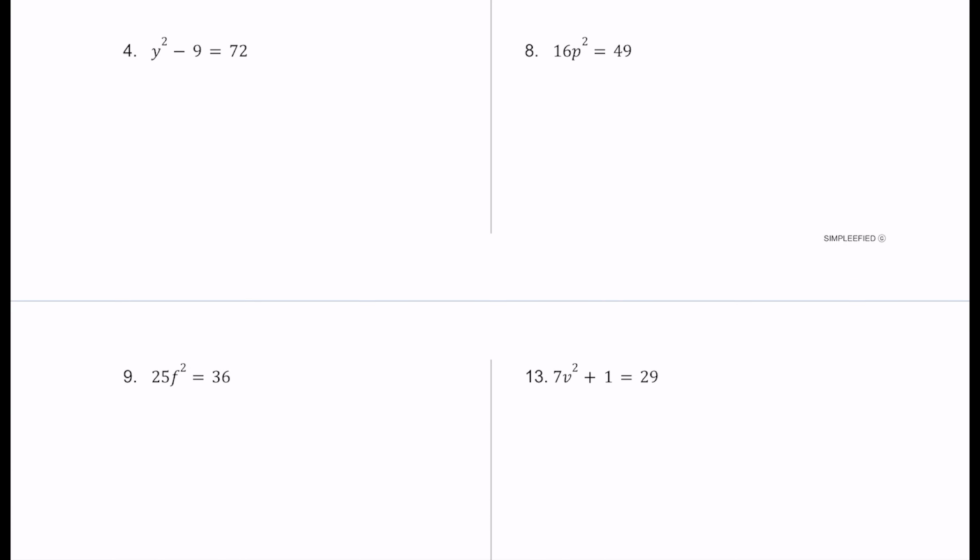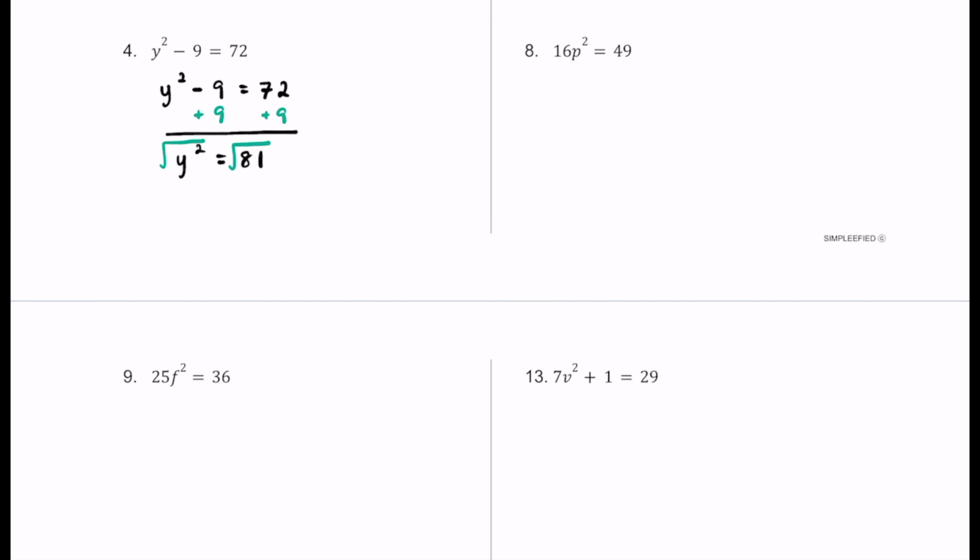For number 4, we have y squared minus 9 is equal to 72. So rewriting this, go ahead and write y squared minus 9 equals 72. Again, we can't take the square root just yet. We have to go ahead and isolate that y squared. So let's go ahead and use the addition property of equality and just add 9 to both sides of this equation. If we go ahead and do that, we're going to be left with y squared is equal to, those 9s will cancel out with each other, the negative 9 and positive 9, and 72 plus 9 is going to equal 81.